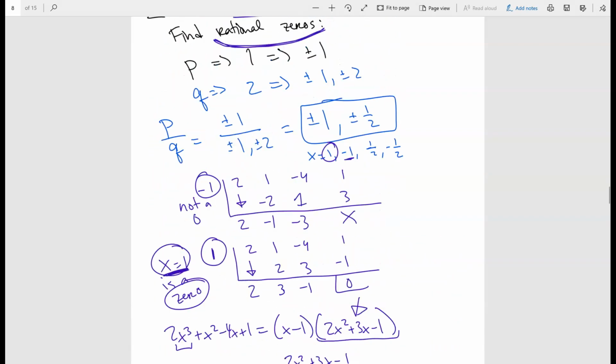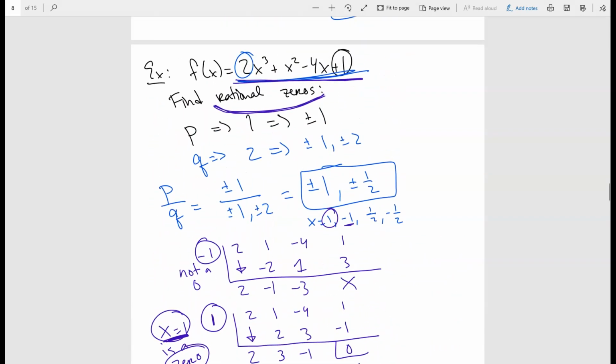But yeah, so whenever you don't know the zeros, you don't know information about it, you have to do rational zeros and try to figure out all of them recursively. Just do them until you finally find 1 zero.